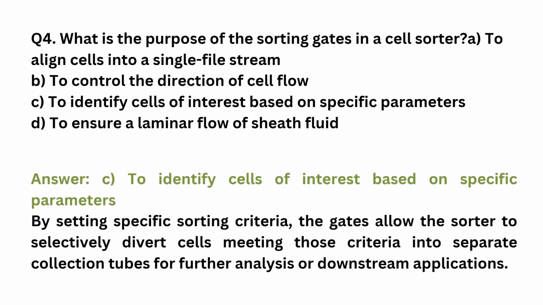So the answer is to identify cells of interest based on specific parameters. By setting specific sorting criteria, the gates allow the sorter to selectively divert cells meeting those criteria to separate collection tubes for further analysis or downstream applications.